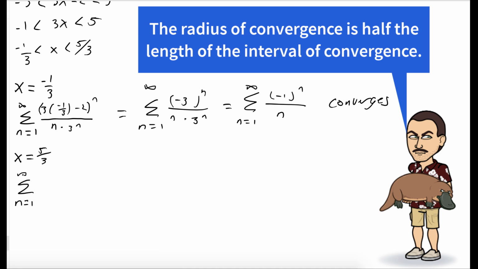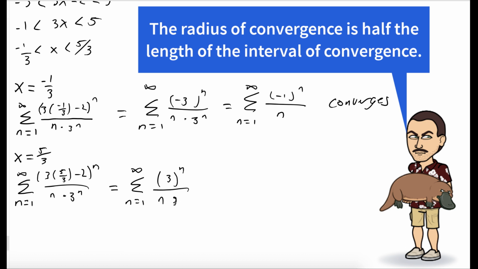Let's do the same thing with x equals 5/3. When we substitute x equals 5/3, we have (3 times 5/3 minus 2) to the n over n times 3 to the n. That numerator, when we work it out, is just 3 to the n. So our sum has a 3 to the n over n times 3 to the n. The 3 to the n's cancel, and we're left with the sum from n equals 1 to infinity of 1 over n. This diverges. This is the harmonic series.